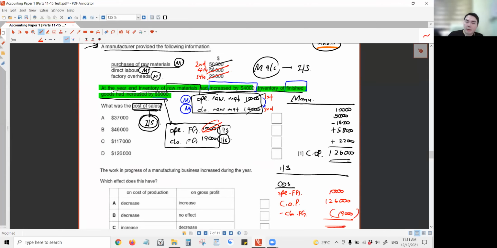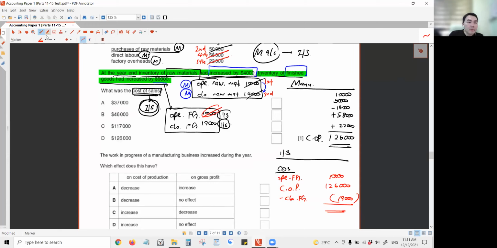Then you can get the answer. This is the cost of sales. You take the 10,000 plus 126,000, then you minus 19,000. Then you can get the final answer. See if you can get it. Cost of production is the last figure in the manufacturing account. Answer is C.